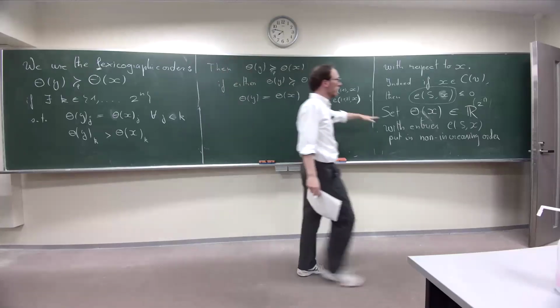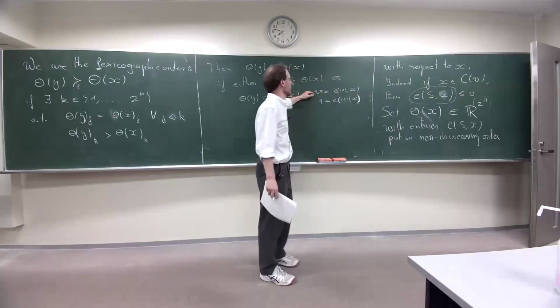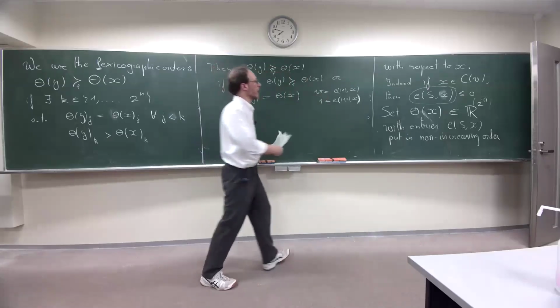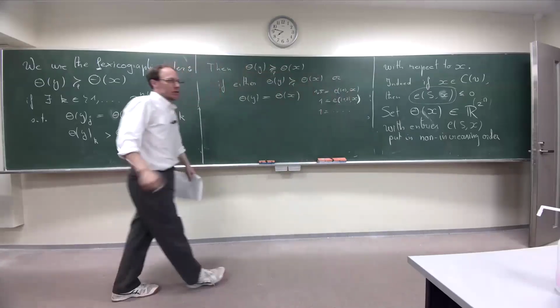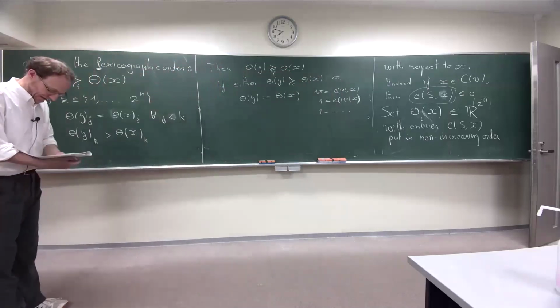I said non-increasing means decreasing. The first entry is the biggest one, the second entry is slightly smaller, and so on. But I could have another one, and then I just put it in arbitrary order. It doesn't matter. That's like a comparing thing in lexicographic order.